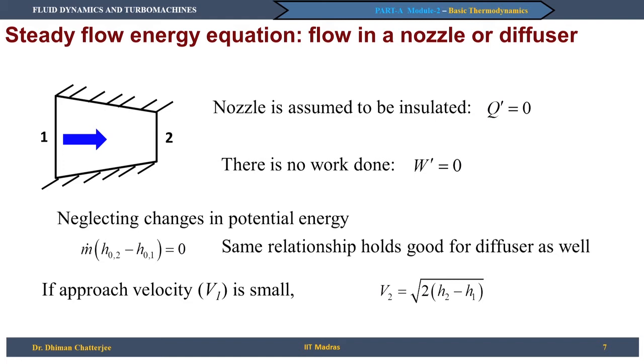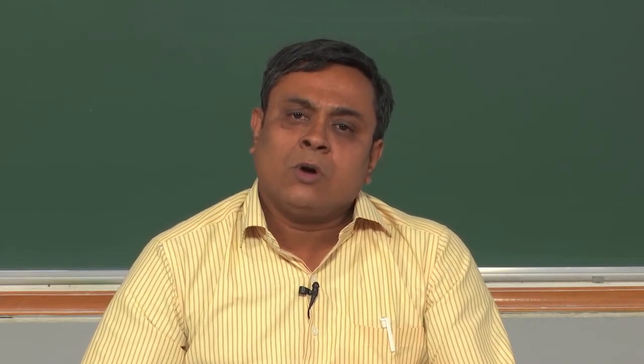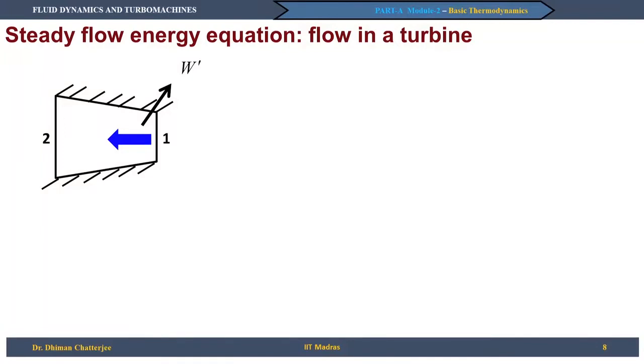When we discuss turbomachines, particularly steam or gas turbines, we will talk about the role of nozzles and diffusers in much more detail. At that time you should recollect that we have talked about the change of static enthalpy giving rise to a velocity increase. The next example that we can talk about is the steady flow energy equation as applicable for flow in a turbine.